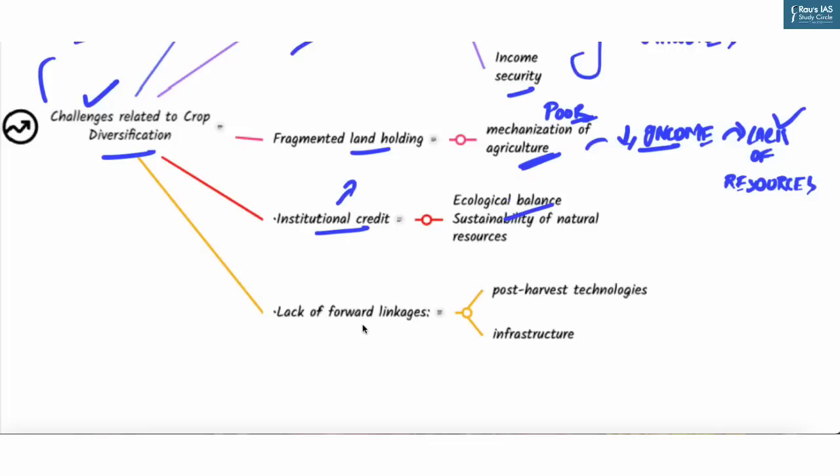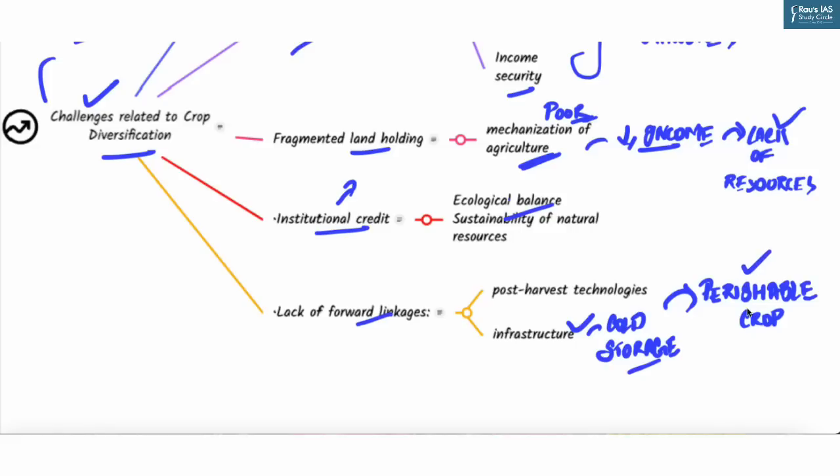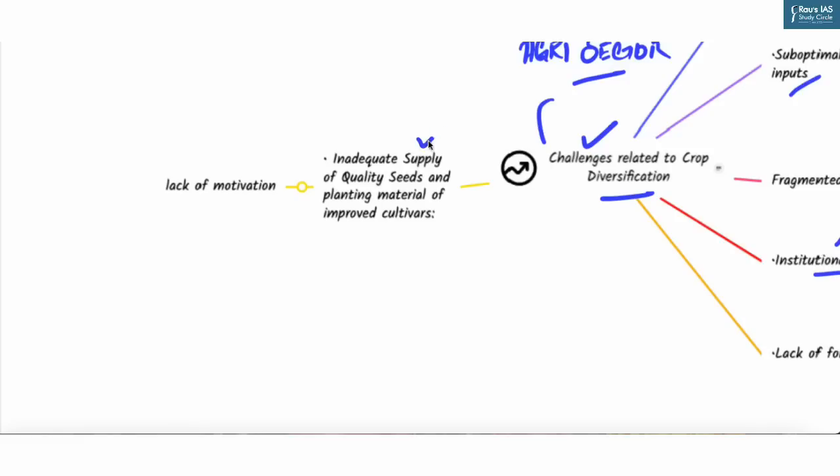Next is lack of forward linkages. Inadequate post-harvest technologies or inadequate infrastructure like cold storage along with suboptimal levels of agro-industry adversely impacts post-harvest handling of perishable crop. So what will happen? This will disincentivize crop diversification. Next is inadequate supply of quality seeds and planting material of improved cultivars.